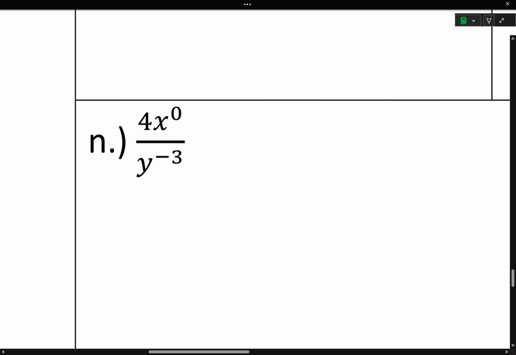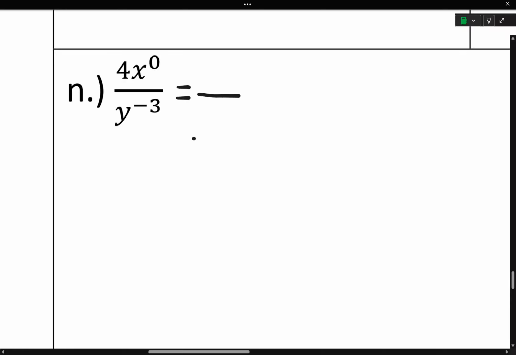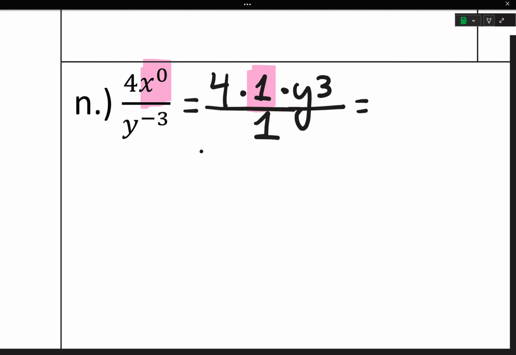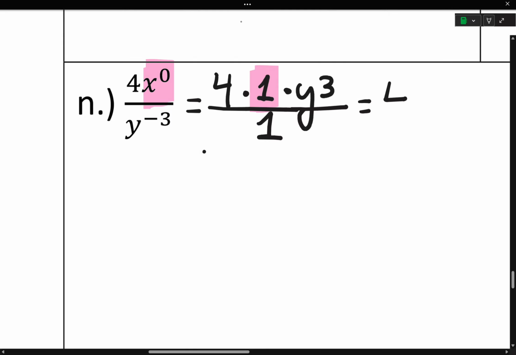Alright, letter N. Ooh, that's combining everything here. The 4 does not have a negative exponent, so it stays. X to the power of 0 is 1. Y to the power of negative 3 goes up top and becomes y to the positive 3. And let's simplify this a little further. I can multiply 4 and 1 up top in the numerator. 4 times 1 is 4. And y to the 3rd stays y to the 3rd.